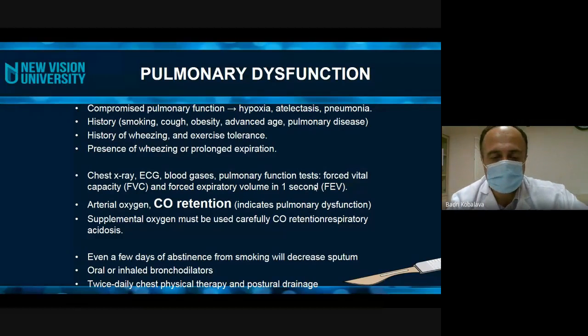Measurement of the arterial oxygen and CO2 retention are important markers of the healthy respiratory system. Before surgery, we advise the patient to stop smoking. Even a few days of abstinence improves the respiratory system efficiency.